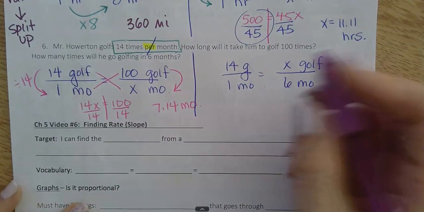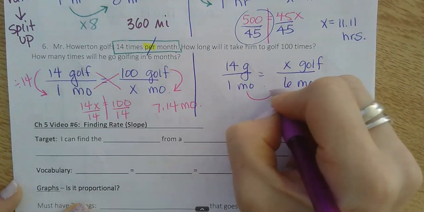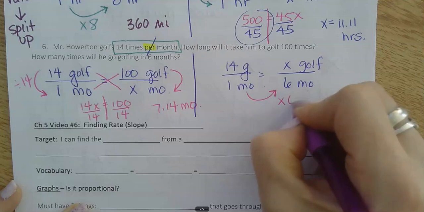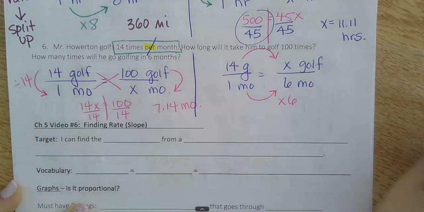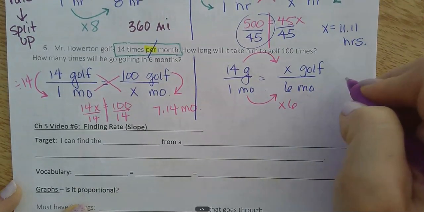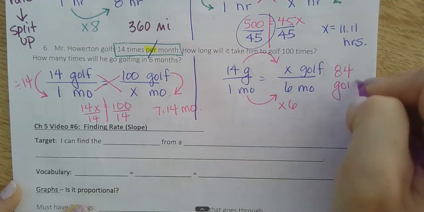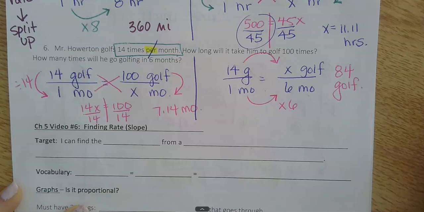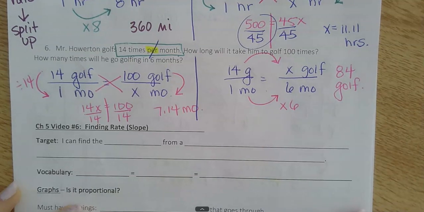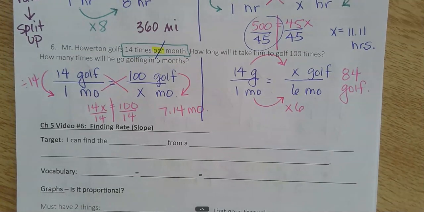Or this one, maybe this is a little bit easier of an arrow here. 1 times 6, so 14 times 6. And if I type in 14 times 6, I get 84 times golfing in 6 months. Okay? And that is the end of Chapter 5, Video 5.